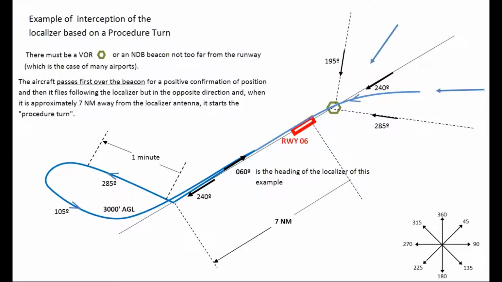Then, to intercept, you continue turning to the heading of the localizer, and next make the necessary small heading corrections to keep the airplane in the center of the localizer. If you start the procedure turn at the correct distance from the runway, and if before the end of the procedure turn you are at an altitude of approximately 3,000 feet above ground level or above the airport elevation, then you will intercept the localizer having the glide path above, which is the right way to intercept.